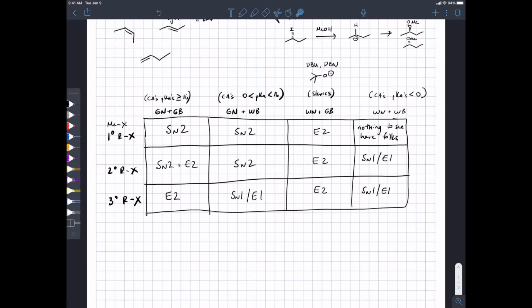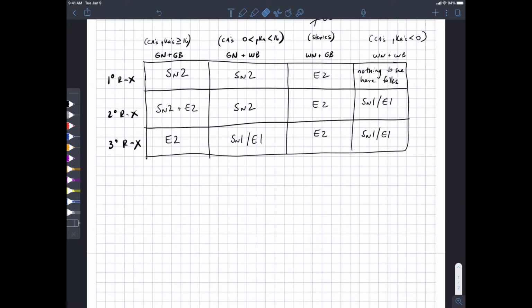Wait, so for a weak nucleophile and good base that's a methyl, it would have to be SN2? Let's see. I'm sorry, a weak nucleophile that's a good base. For the methyl, yeah, and in fact, that's why I didn't put methyl on the list, because there is no E2 for methyl halides. And in fact, methyl halides are easy. They're just always SN2, because you can't form carbocations and you can't do elimination reactions. All right, other questions?